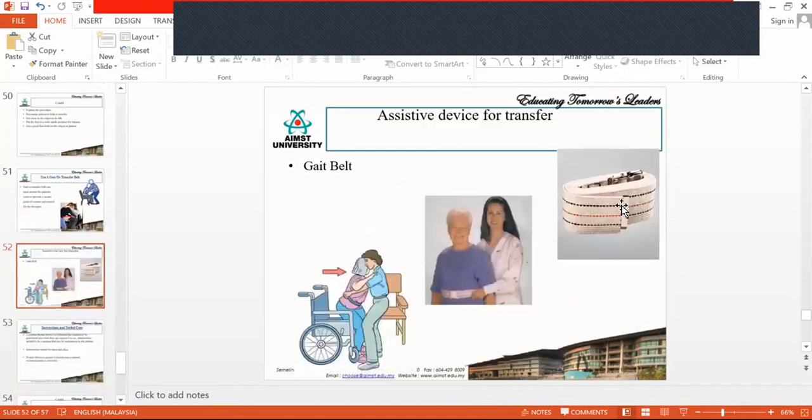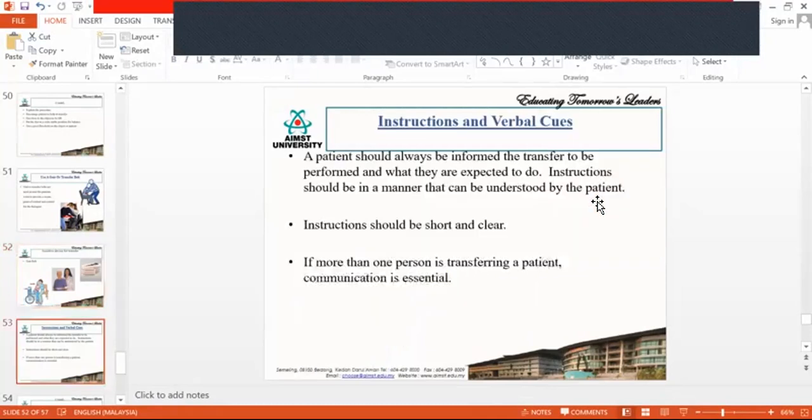Okay. So this is your trochanteric belt or gait belt, which is also called a transfer belt. It is the same as our flight belts, where if you press it, it will get locked. Then if you want to unlock, you have to lift the button. Otherwise, it will not get unlocked. Then, verbal instructions are very, very important.